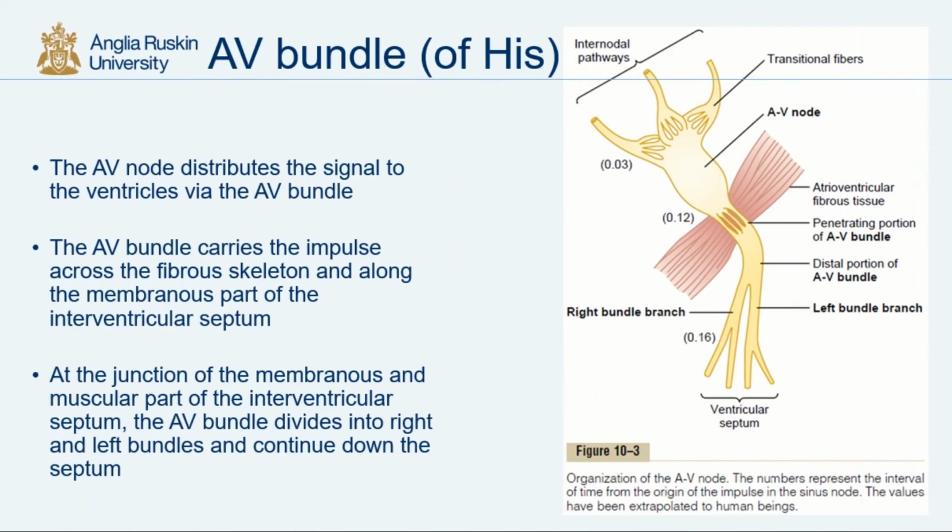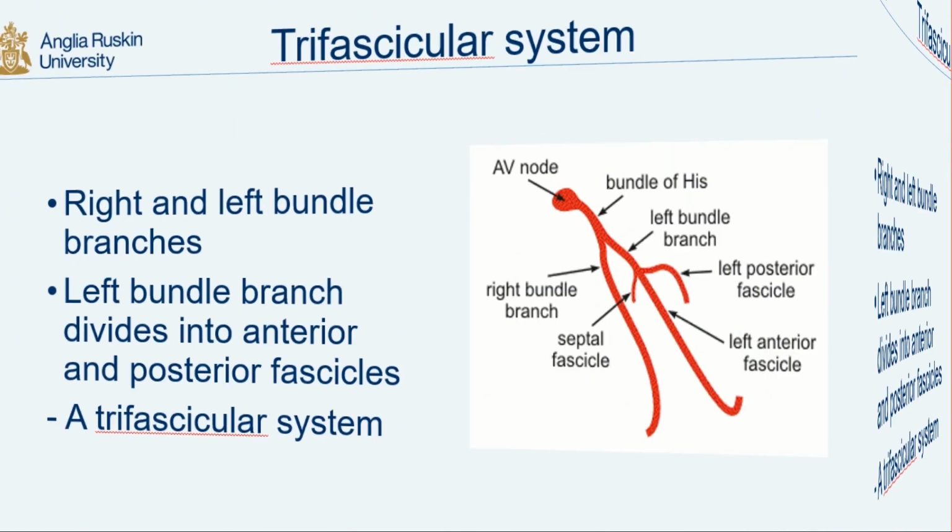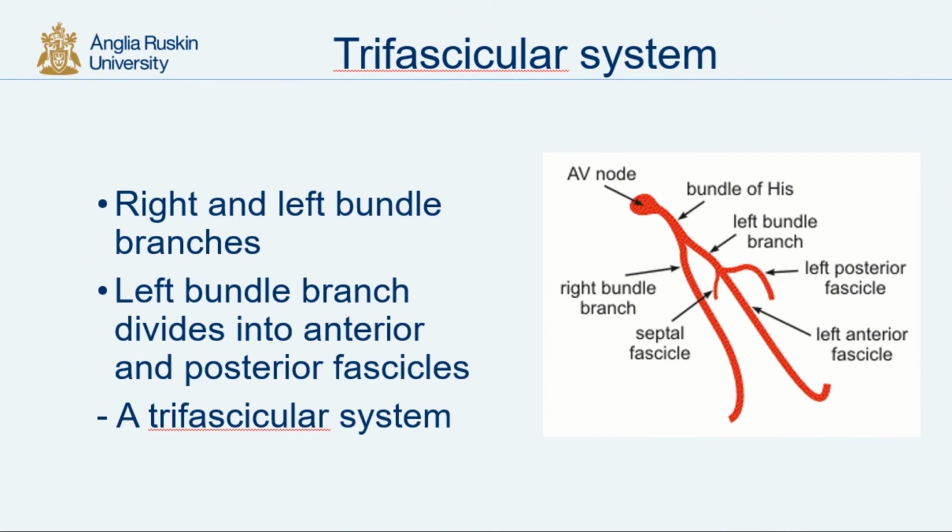At the junction of the membranous and the muscular part of the interventricular septum, the AV bundle then divides into bundle branches to continue down along the interventricular septum. There are two branches of the bundle of His, the left bundle branch and the right bundle branch, both of which are located along the interventricular septum, one on either side of the septum.